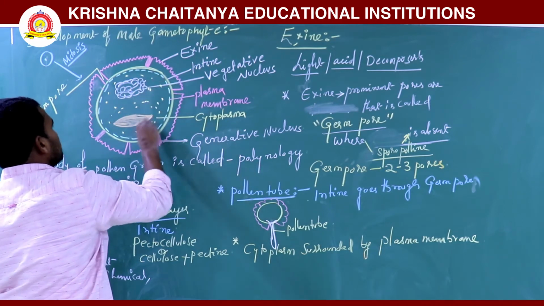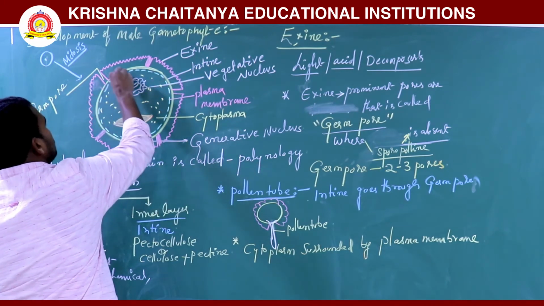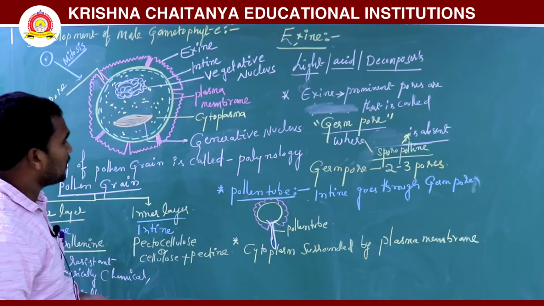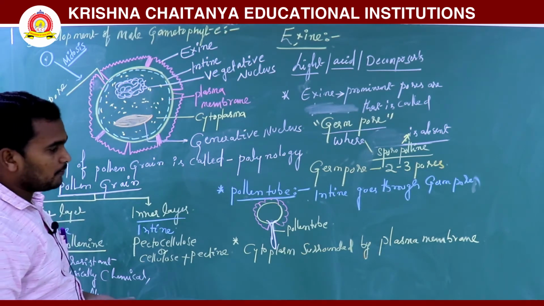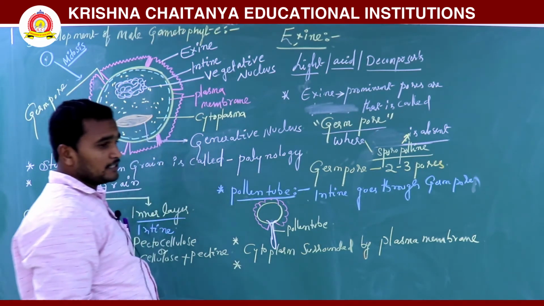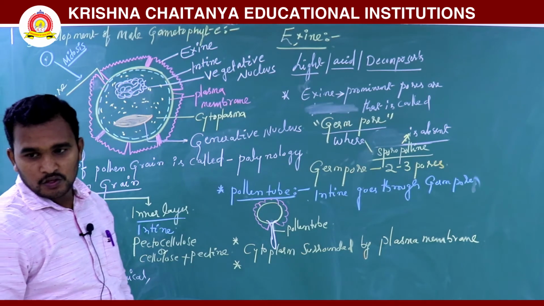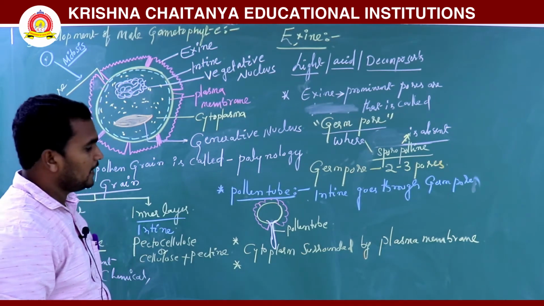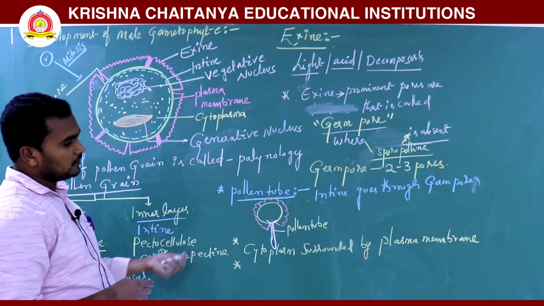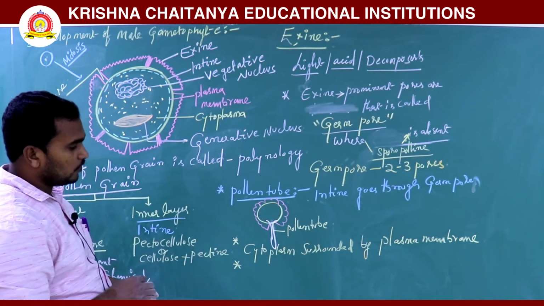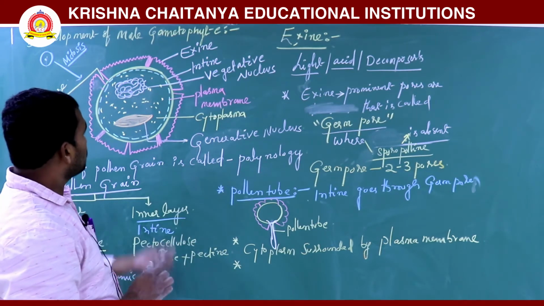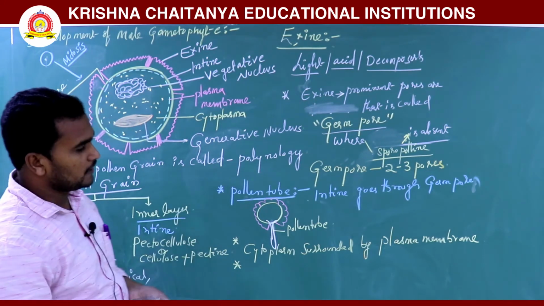The cytoplasm is surrounded by what? The plasma membrane. Here mainly the cytoplasm is dense, so dense means thick cytoplasm, more cytoplasm is there. Okay, so this is what we are observing in the pollen grain cytoplasm.